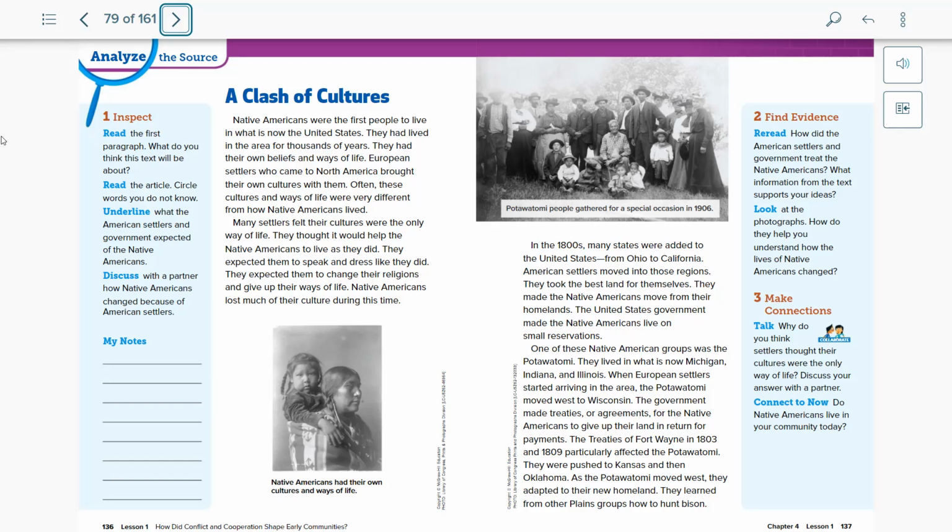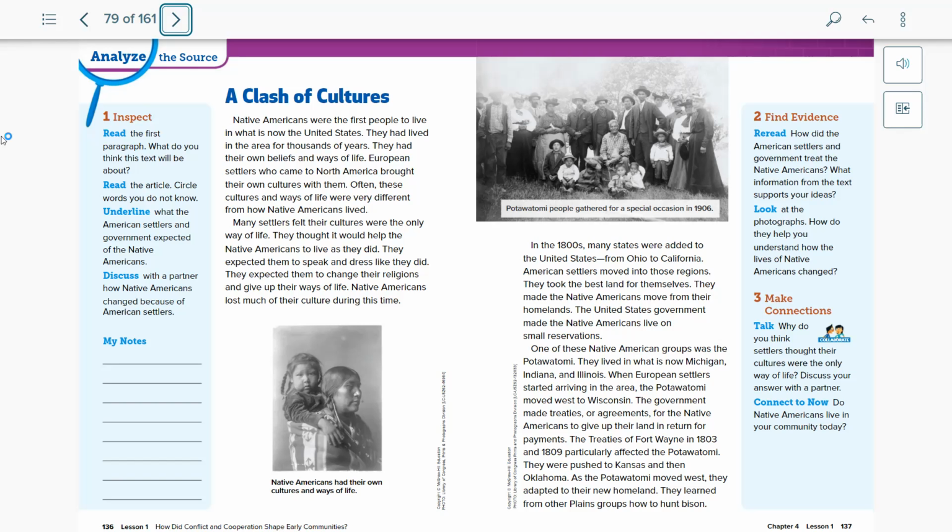The Potawatomi people gathered for a special occasion in 1906. In the 1800s, states were added to the United States, from Ohio to California. American settlers moved into those regions. They took the best land for themselves. They made the Native Americans move from their homelands. The United States government made the Native Americans live on small reservations. One of these Native American groups was the Potawatomi. They lived in what is now Michigan, Indiana, and Illinois. When European settlers started to arrive in the area, the Potawatomi moved west to Wisconsin.